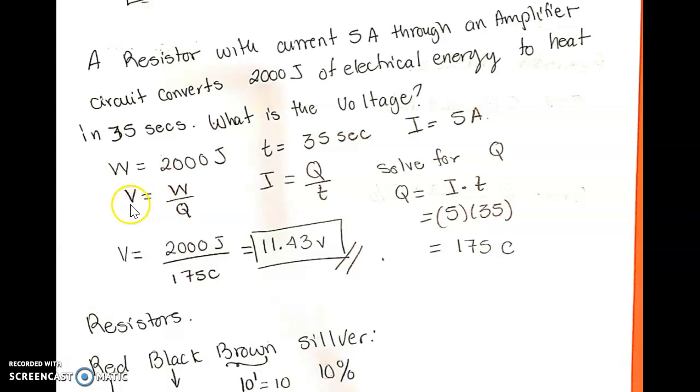I write my definitions. Voltage is equivalent to work over charge. Current is charge over time. So I want voltage, but I don't have charge. So I use this other formula to find the charge. Over here I solve for the charge. So Q becomes current times time. I plug in, I find my charge, and then I use the second definition where I have the work over the charge and I find my voltage. So right here is a two-step. First I have to solve for the charge, and then I have to use the charge to find my voltage.